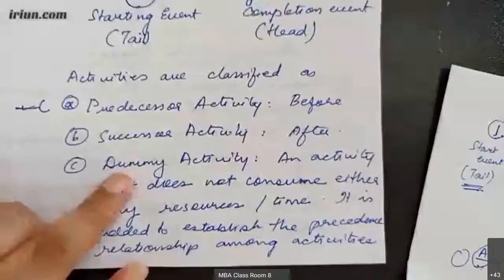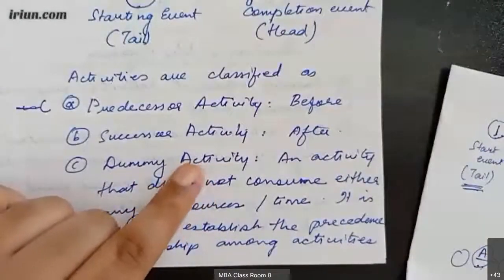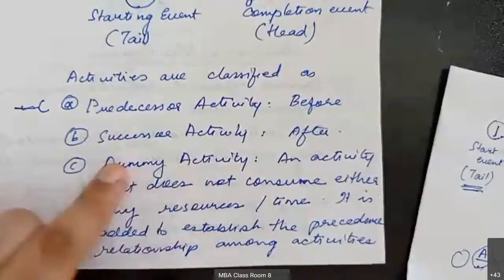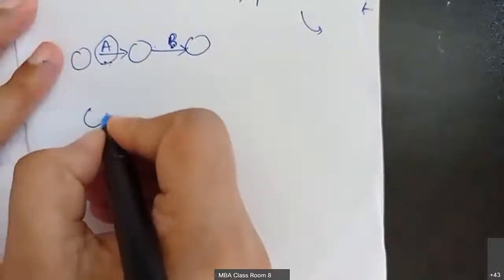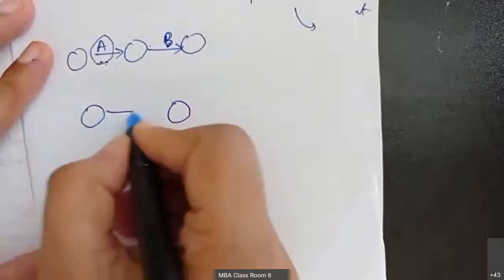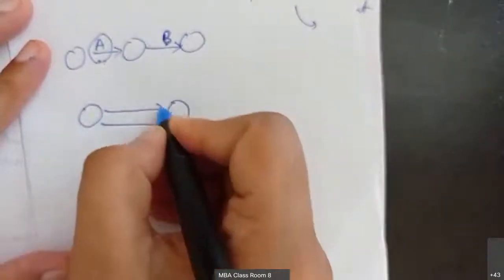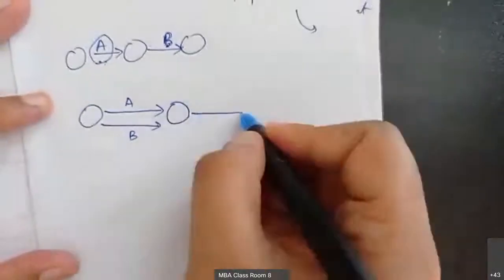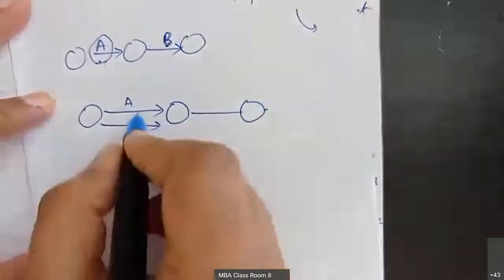Then we have a dummy activity. This is very important. What is a dummy activity? In the theory portion, they might ask you what a dummy activity is, so I'll tell you. Suppose this is a starting event and this is an ending event. We have 2 activities like this, A and B, and then we have some other activity that comes after the completion of A and B.